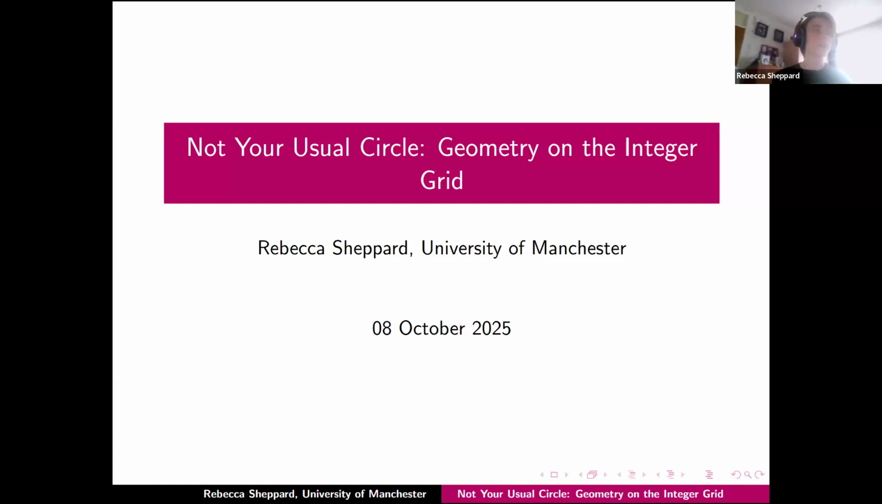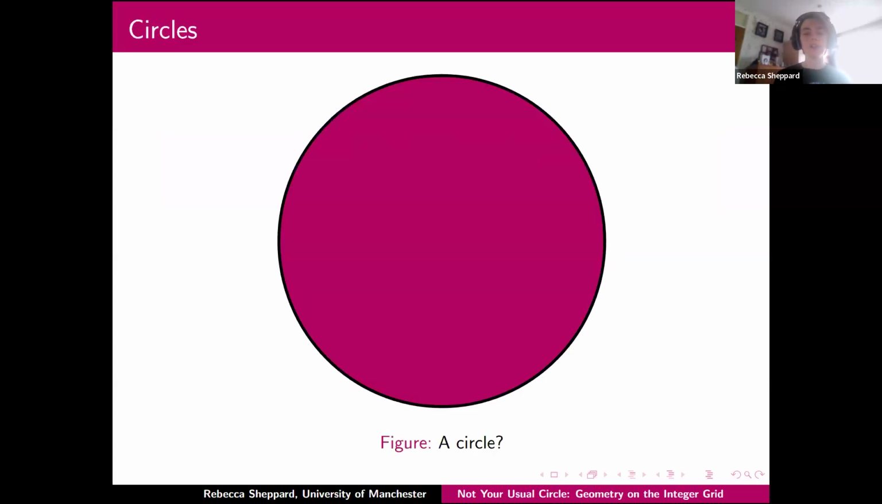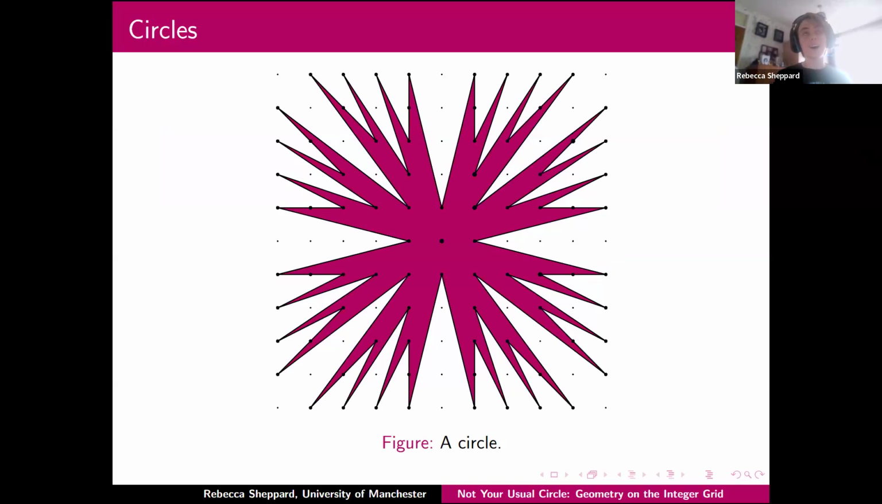Okay, thank you for the introduction, Alag. So, as Alag said, my presentation today is not your usual circle geometry on the integer grid. When you're thinking of a circle, you are probably thinking of an object similar to this, or the outside of this. But that's not the object that we're talking about today. The object that I think of when I'm talking about a circle in integer geometry looks similar to this on the screen now.